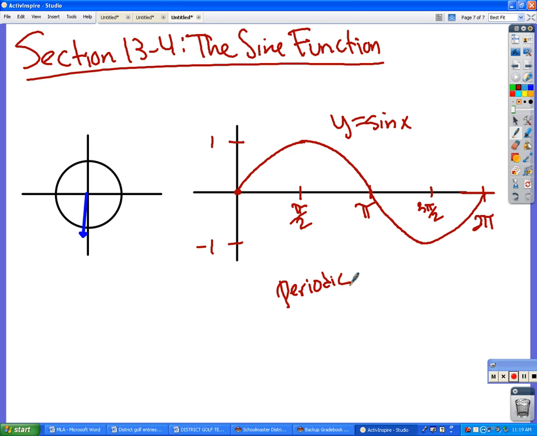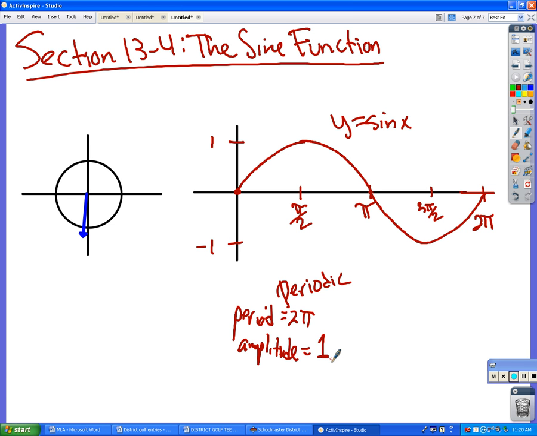How long does it take to complete one cycle of the graph? 2 pi, right? Because I have one cycle shown right here. So the amount of time that it takes for it to go up, down, and then back up again is 2 pi. What is the amplitude of this function right here? Good, 1, because it goes up to 1 and it goes down to negative 1, so it's a total distance of 2, and the amplitude is half of that, or 1. Does that make sense?